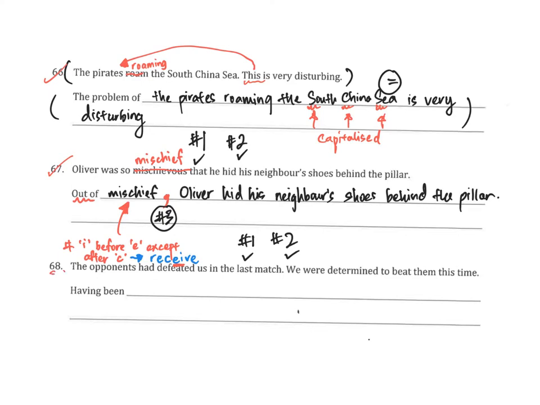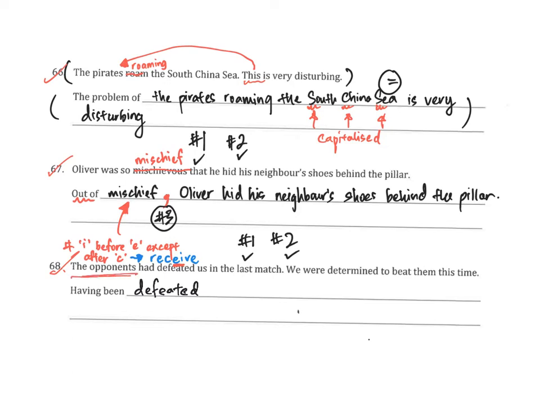Okay, question 68. The opponents had defeated us in the last match. We were determined to beat them this time. The opponents, meaning our enemies or the people we're playing against, had defeated us in the last match. We were determined to beat them this time. So, having been, what do you think comes here? This happened in the past, in the last match. So what happened in the last match? Having been defeated by, who defeated us? Our opponents, right?